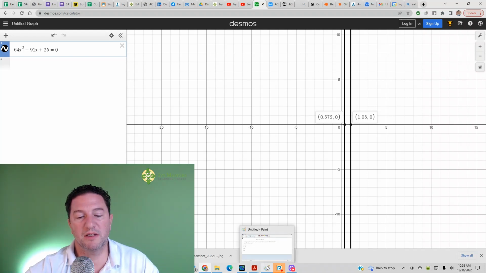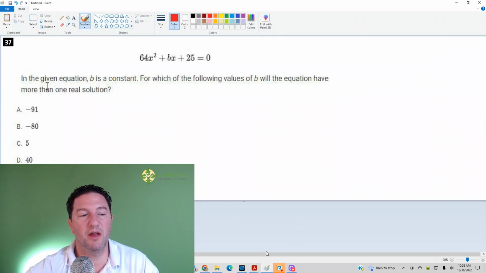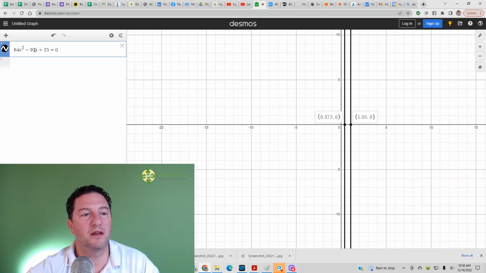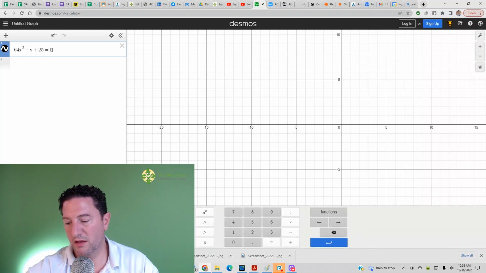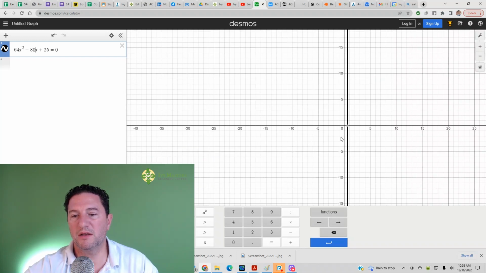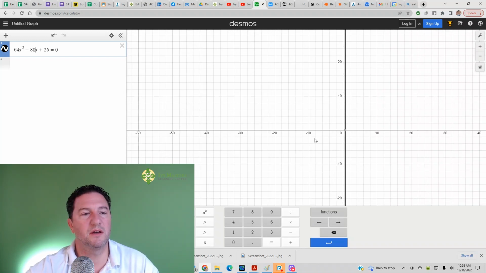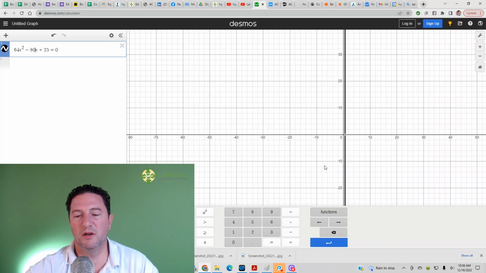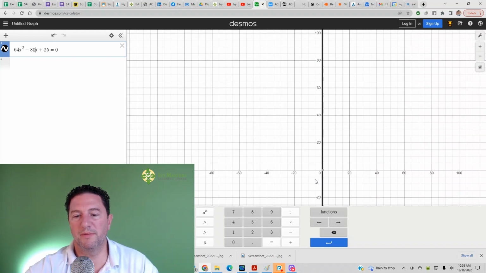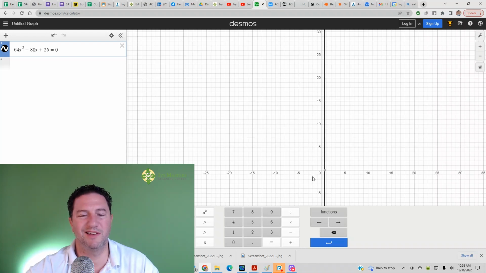Now, let's say you want to check to see why the other answers are wrong. Let's plug negative 80 in there. And there you see, it looks like it only crosses the x-axis once. I'm zooming out here, but it looks like it only crosses the x-axis once. It doesn't even look like a parabola.